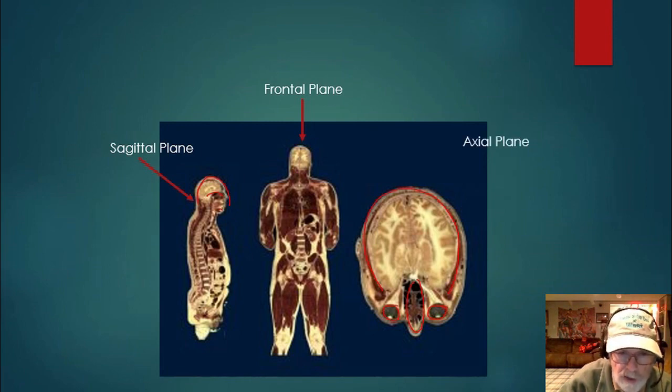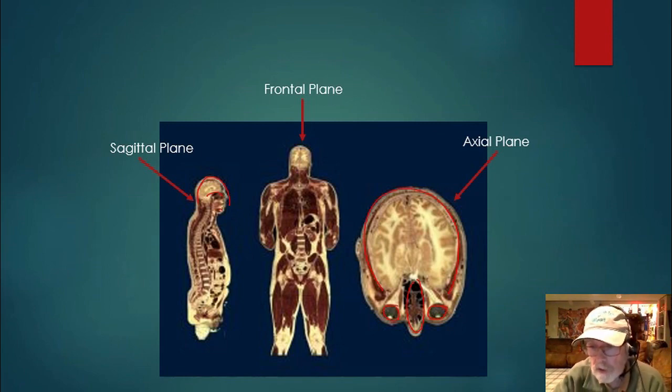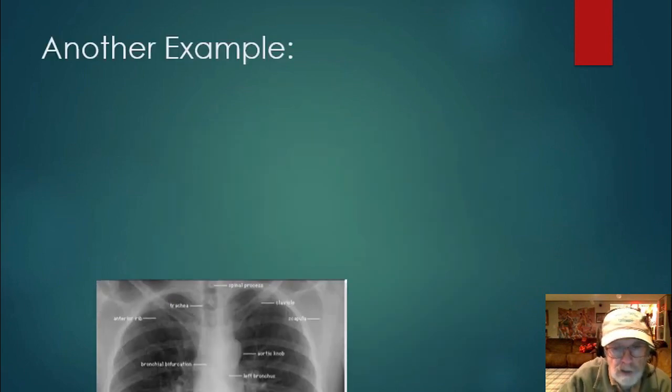So, sagittal plane. Let's get that arrow in there. Sagittal plane, sometimes called midsagittal. That's fine. Frontal plane, also called coronal plane. And axial plane, also called transverse plane. Okay. Let's take another example.